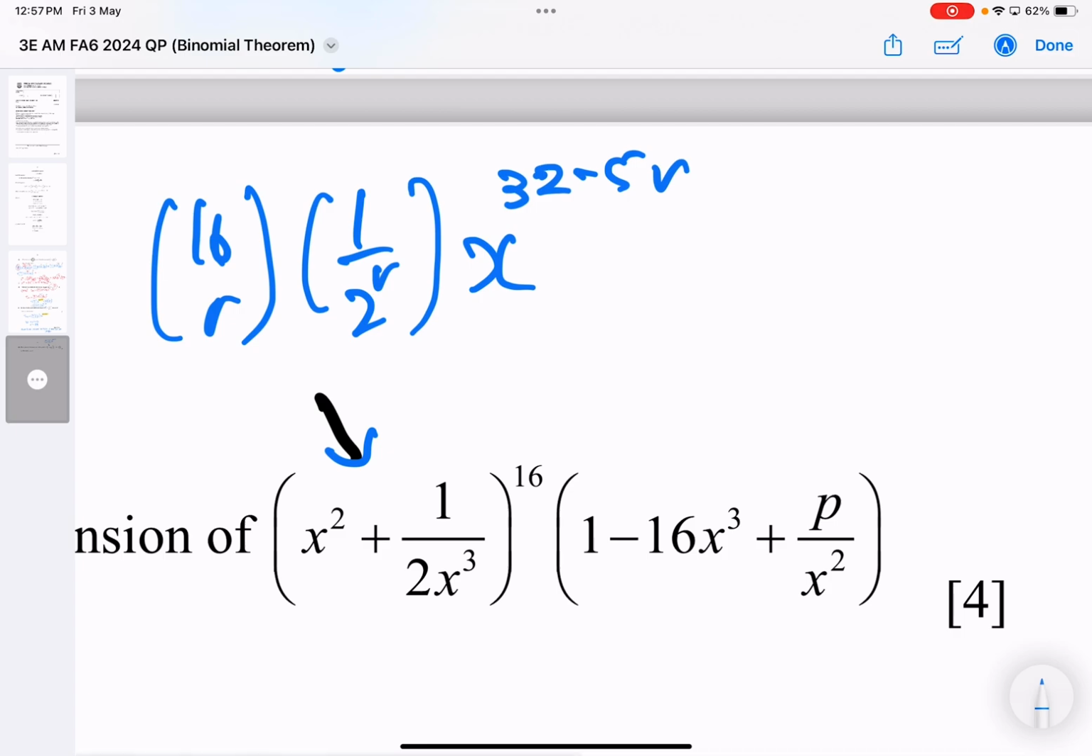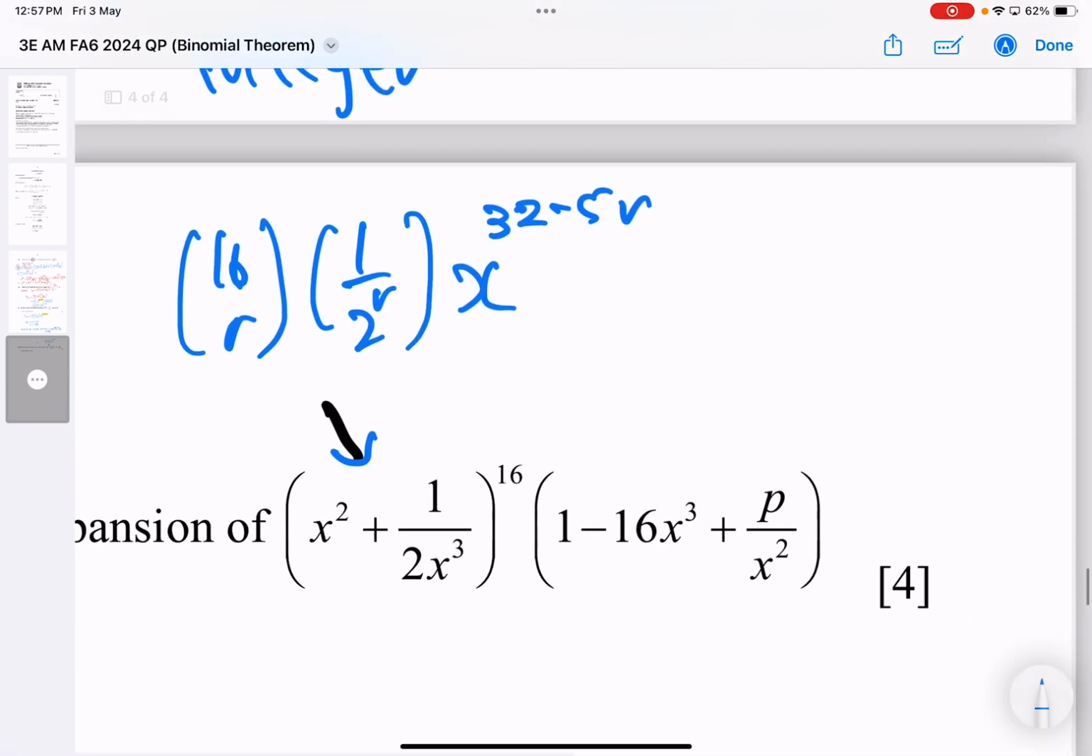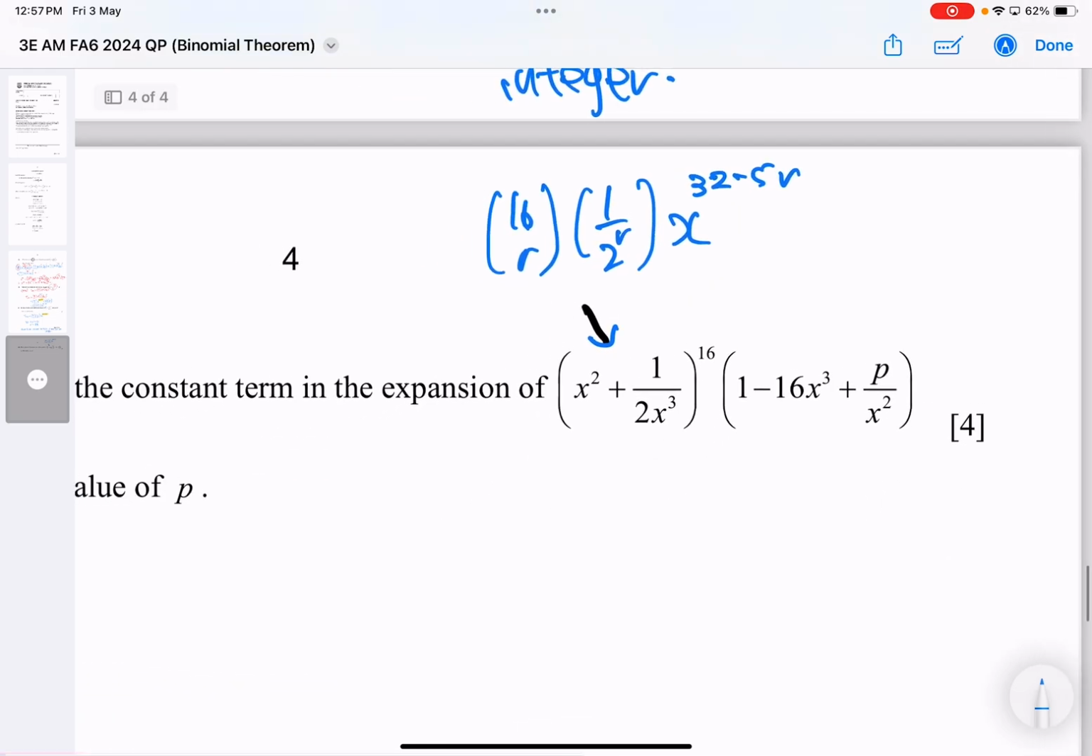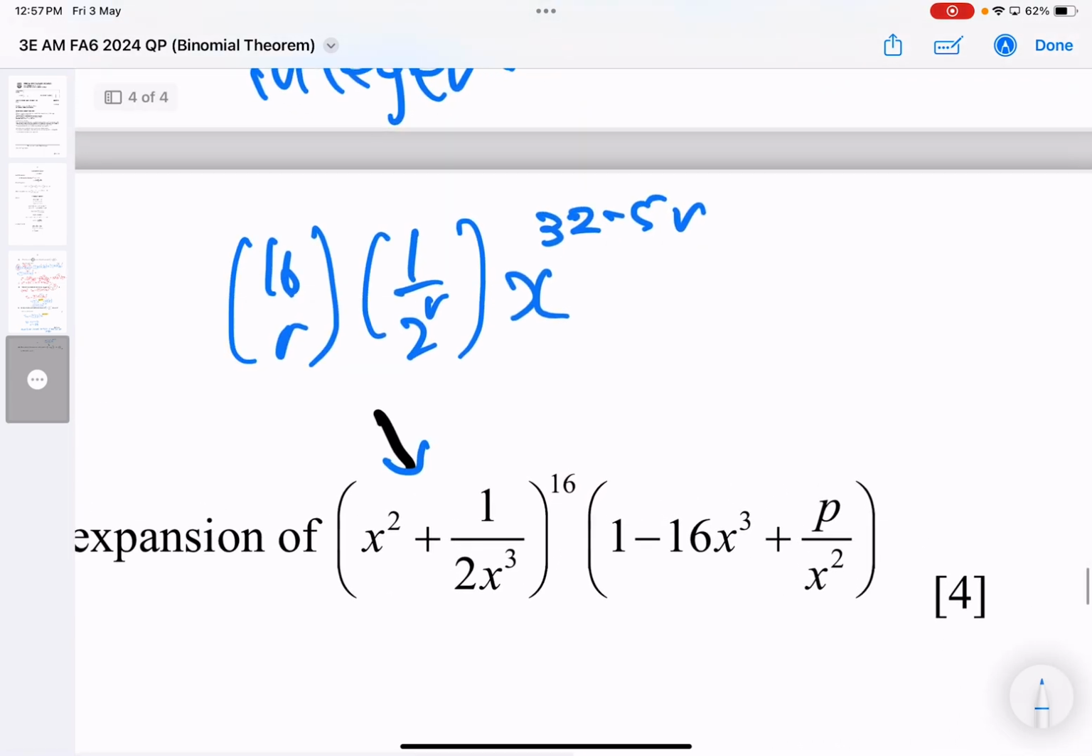Now let us think about it, and this one I need you guys to really try your best to understand. They are telling us that when this term is multiplied by this, there is one of the terms that is going to be a constant. And that constant value is going to be a positive value 1430. Now, if I were to take this whole term and multiply by 1, is it possible for this to be a constant? No, we have already addressed it earlier, right? Because no matter what the value of r will be, I will never get a constant.